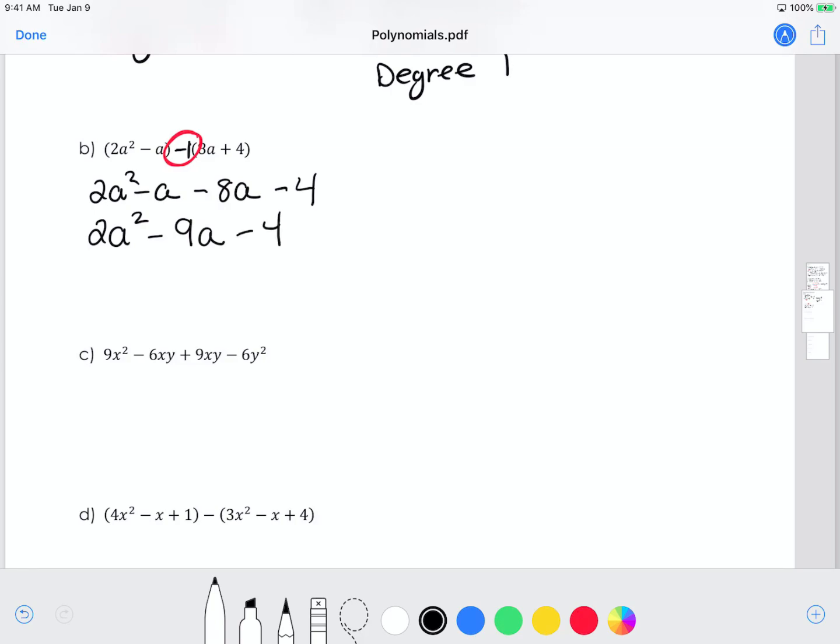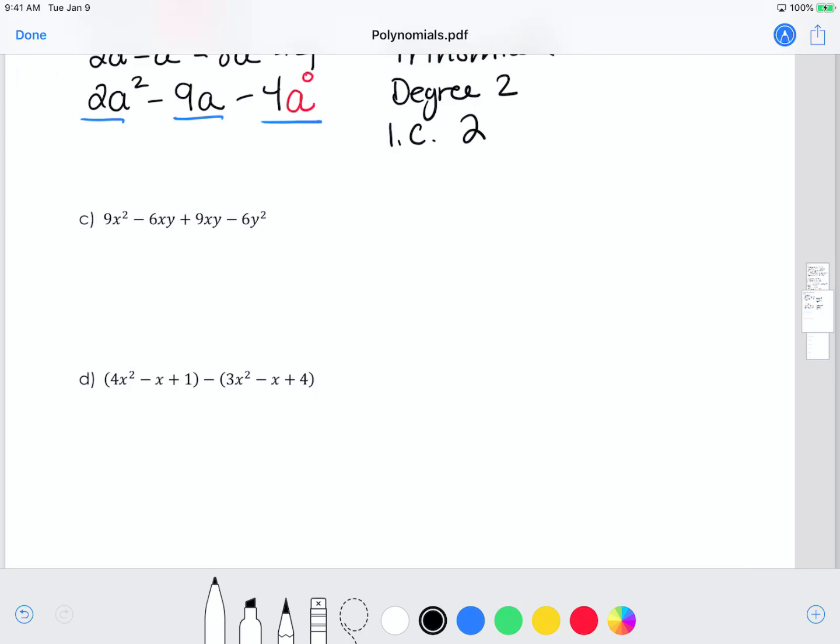And then I don't have another constant to combine with the minus 4, so I'm just going to pull that down. Now this is in descending order because I have the largest exponent for a first, down to the lowest exponent for a. Remember, even though we don't put it in here, this is like saying a to the 0 power. And so this polynomial is a trinomial because I have 1, 2, 3 terms. My degree is 2 because that's my largest exponent for a, and then my leading coefficient is 2.